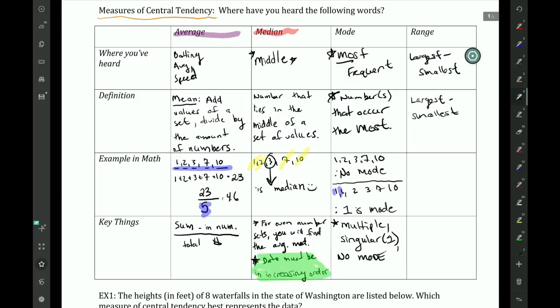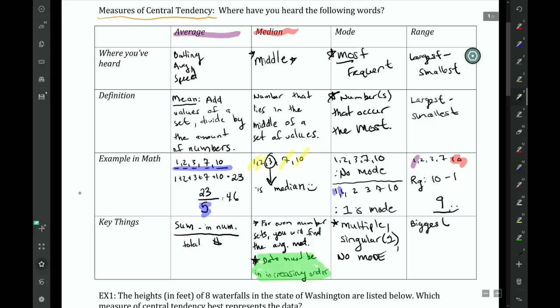Example in math, so if again we have the numbers 1, 2, 3, 7, and 10, the largest number is 10, the smallest is 1, so to find the range, it's 10 minus 1, or 9. Easy peasy stuff. Key things, the absolute biggest number minus the smallest.